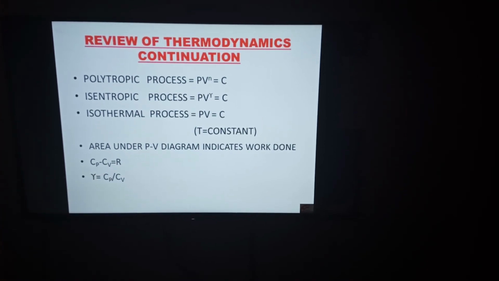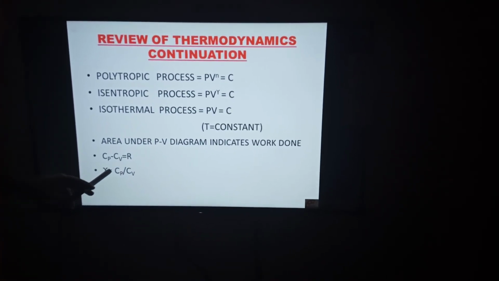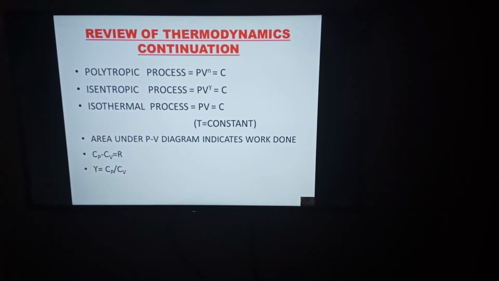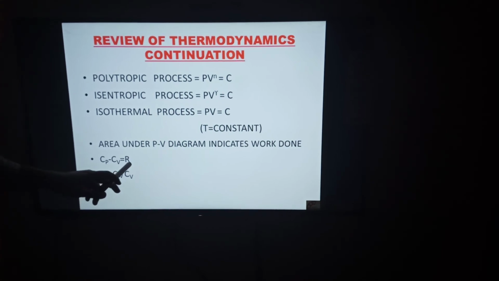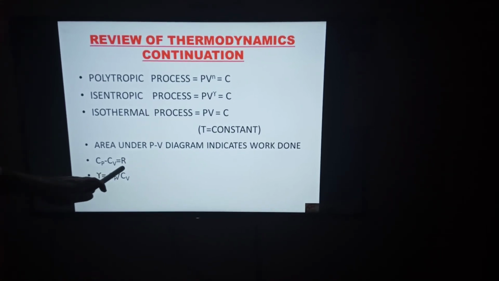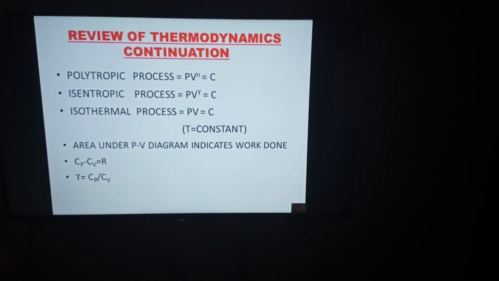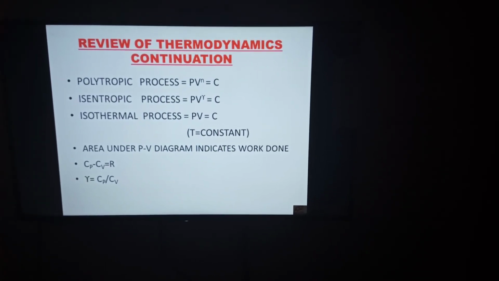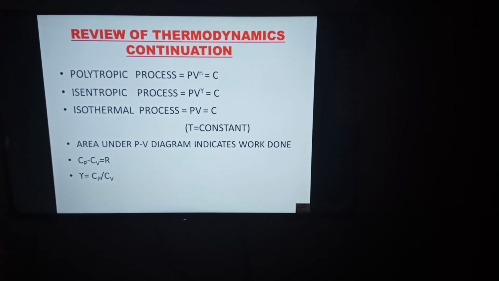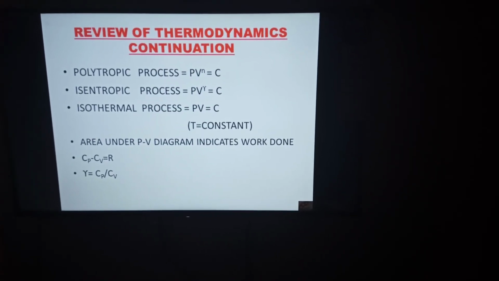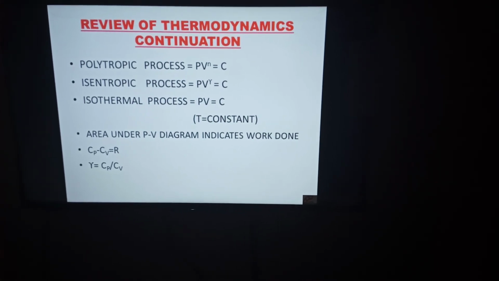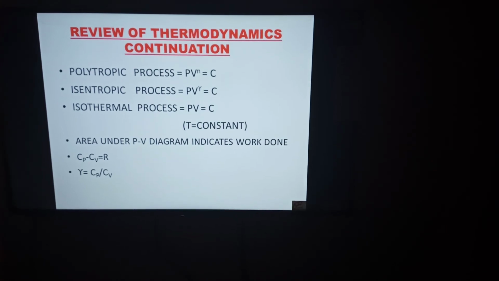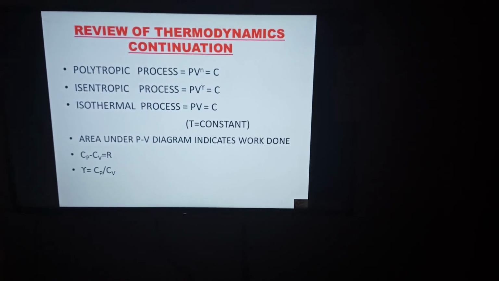Cp minus Cv is equal to R, and gamma is nothing but the ratio between Cp and Cv. Here R is not the universal gas constant, it is the characteristic gas constant. That is, for getting R, you need to divide the universal gas constant by the molecular weight. All this you learn in your subject called thermodynamics. So we require these equations during our further study in the topic called reciprocating air compressor. Thank you.